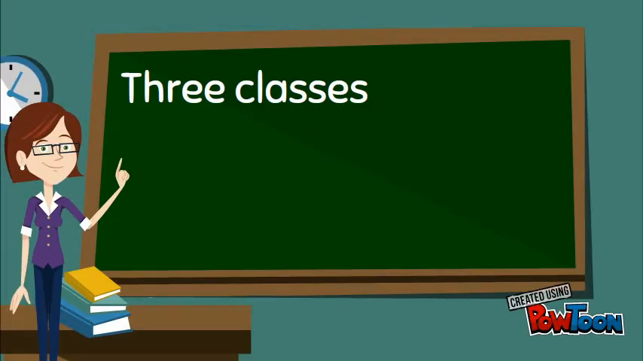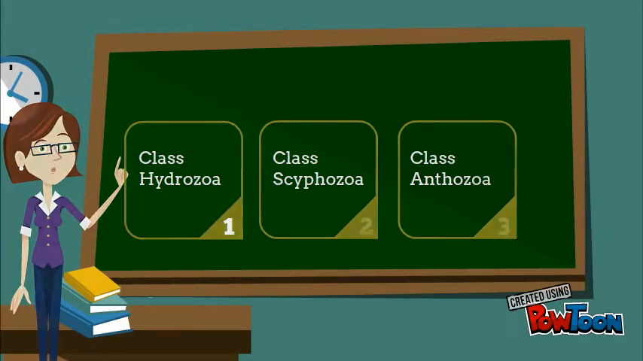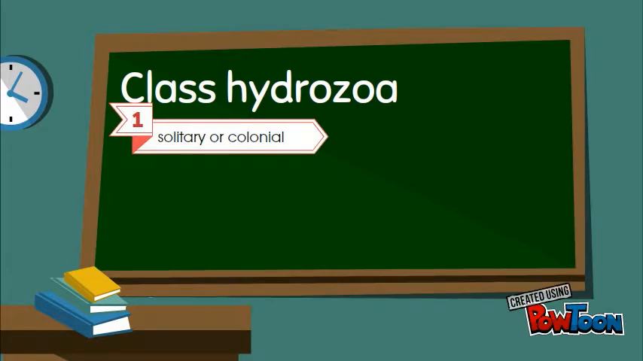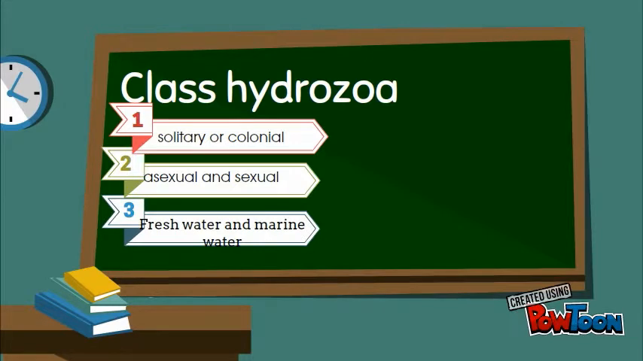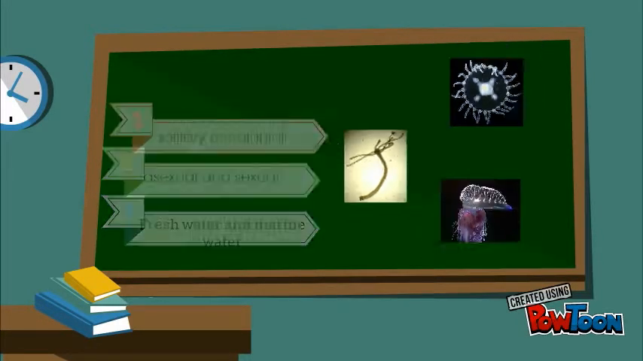The three classes of phylum Cnidaria are class Hydrozoa, class Scyphozoa and class Anthozoa. Class Hydrozoa is either solitary or colonial. It forms asexual polyps and sexual medusae. It lives both in fresh water and in marine water. Examples are Hydra, Obelia and Physalia.